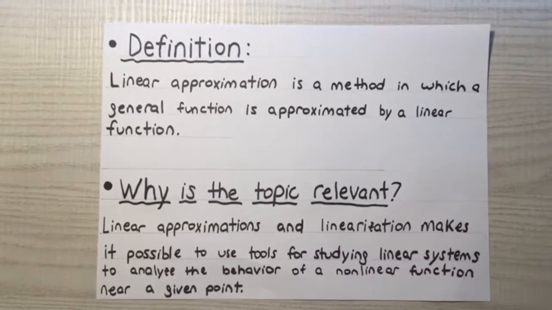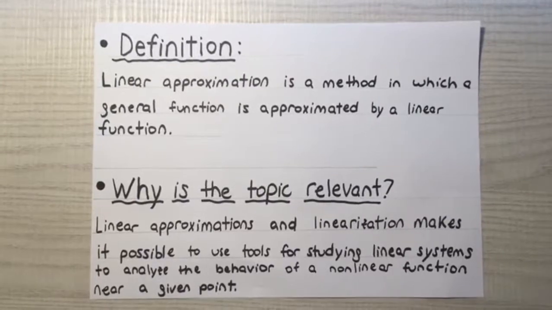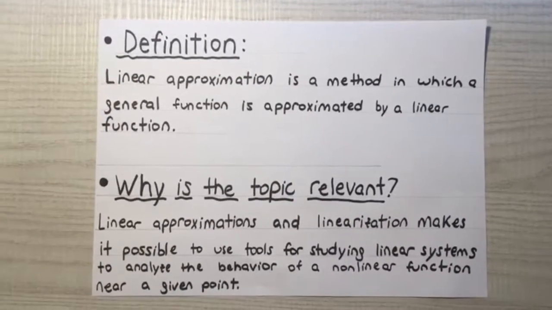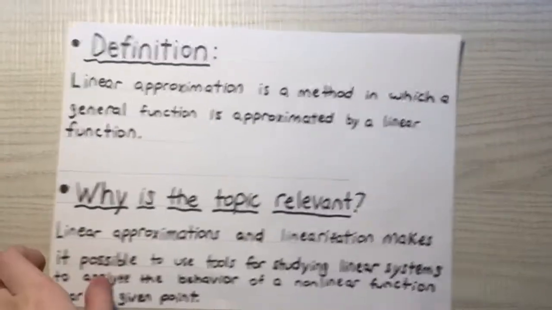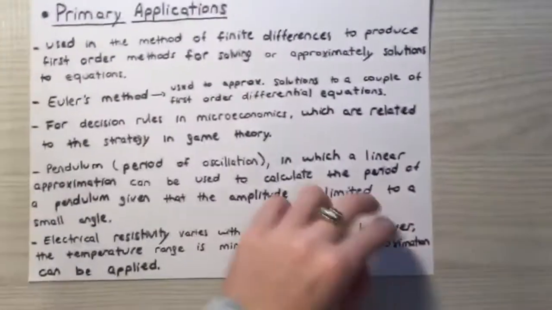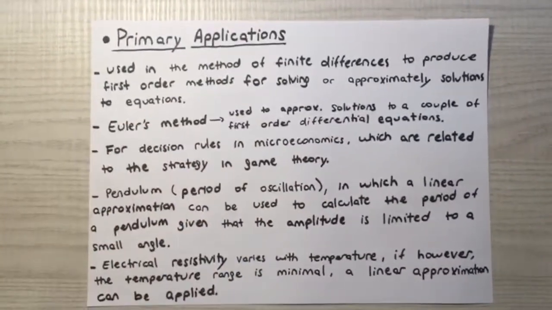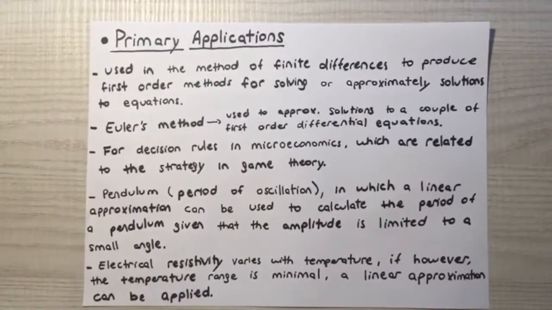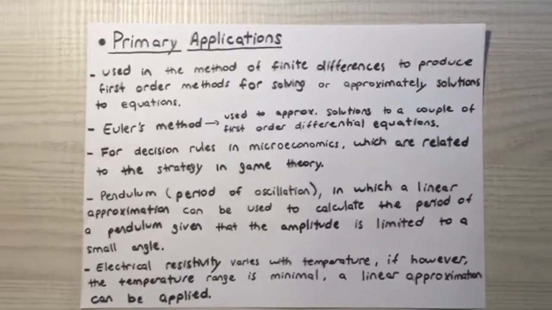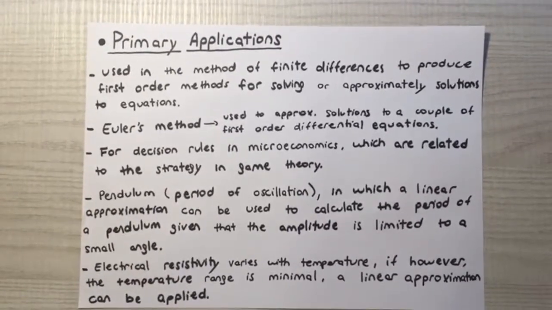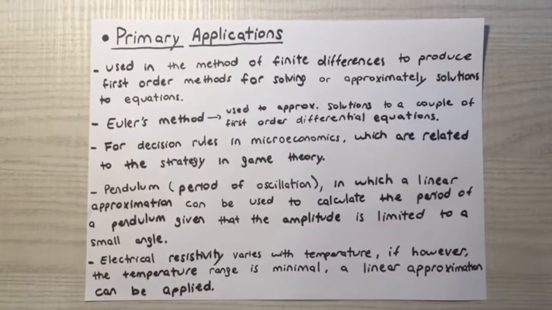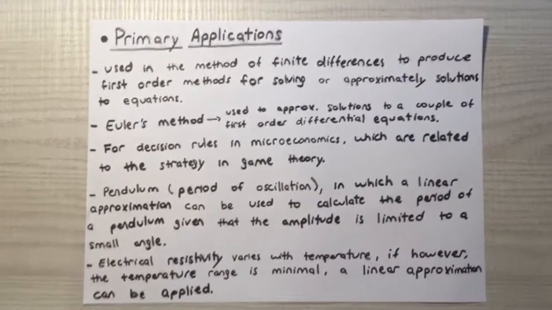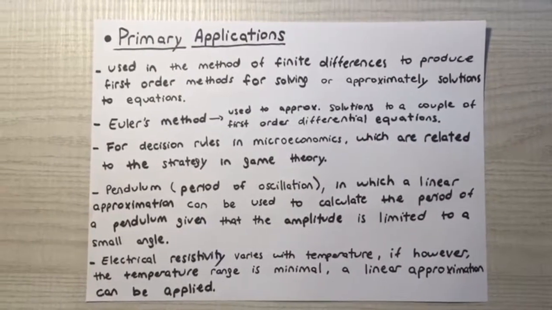Linear approximations and linearization make it possible to use tools for studying linear systems to analyze the behavior of a nonlinear function near a given point. Now, what are some primary applications in which this can be used? This is used in the method of finite differences to produce first-order methods for approximately solving equations. This is also applied in Euler's method, which is used to approximate solutions to first-order differential equations.